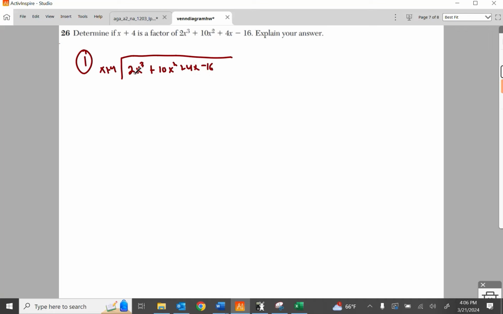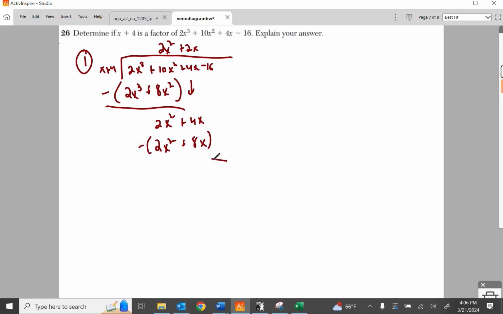So I turn an x into a 2x cubed by multiplying by 2x squared. I invoke the distributive property. And I wrap before I subtract. And those cancel. 10 minus 8 is 2. Then I bring down the plus 4x. I turn an x into 2x squared by multiplying by 2x. 2x times x is 2x squared. 2x times 4 is a positive 8x.